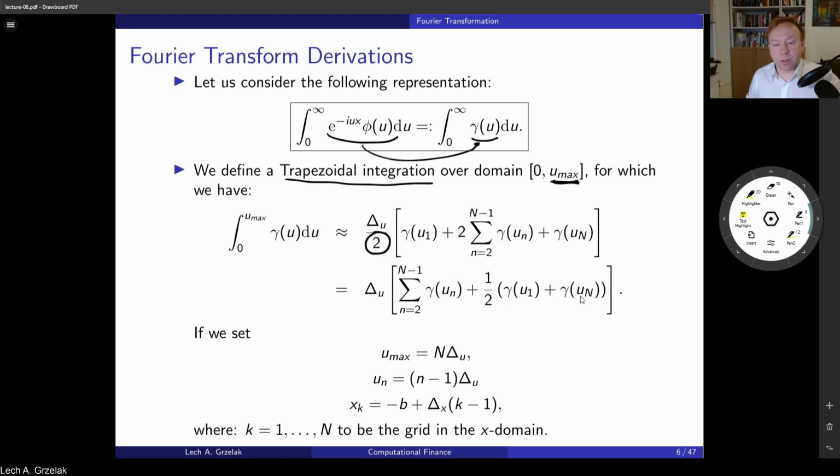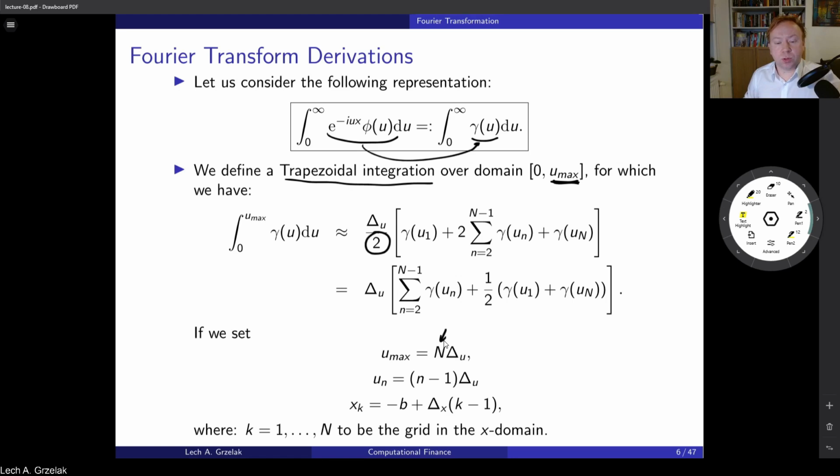Plus we have, for the first and the last term, half of them. Now we have to choose some configuration regarding the grid that we would like to build. First, we choose some N. This will be the number of grid points. And Umax will correspond to the number of grid points times delta U.